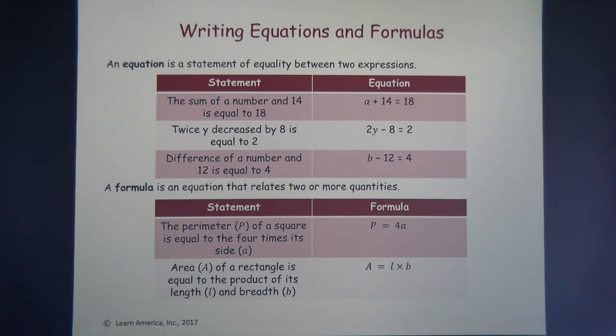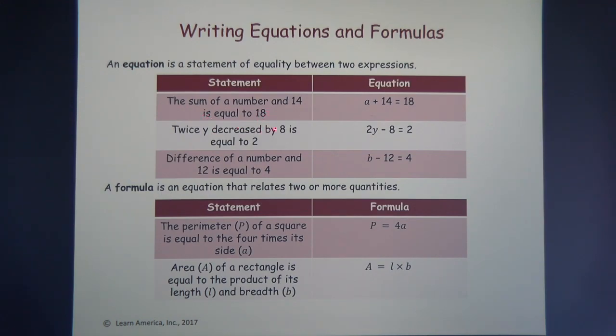So first of all, you'll notice that the difference between a statement and an equation is that a statement doesn't have an equal sign, or an inequality symbol like less than or greater than. So the sum of a number and 14 is equal to 18. That's the statement, and then the equation is a plus 14 equals 18. The word "is" is my clue for putting in the equal sign. So one side, the sum of a number and 14, is on the left, and it equals 18 on the right.